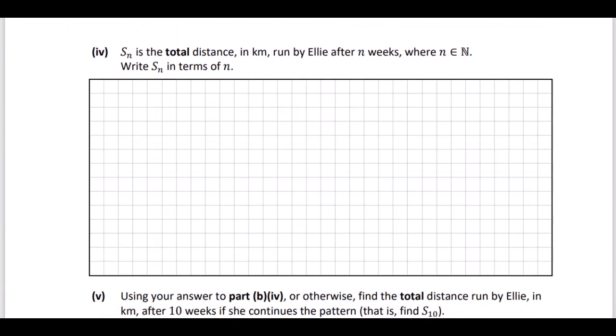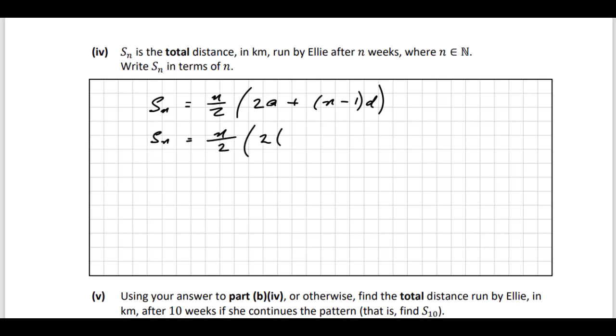Sn is the total distance in kilometers run by Ellie after n weeks, where n is a natural number. Write Sn in terms of n. So again, from your tables, Sn is equal to n over 2 times 2a plus n minus 1 times d. So we just got to put in the numbers that we want for this particular question. So it's twice the first term. The first term was 6, n is just n, and d was 1.5, so we put that in there.